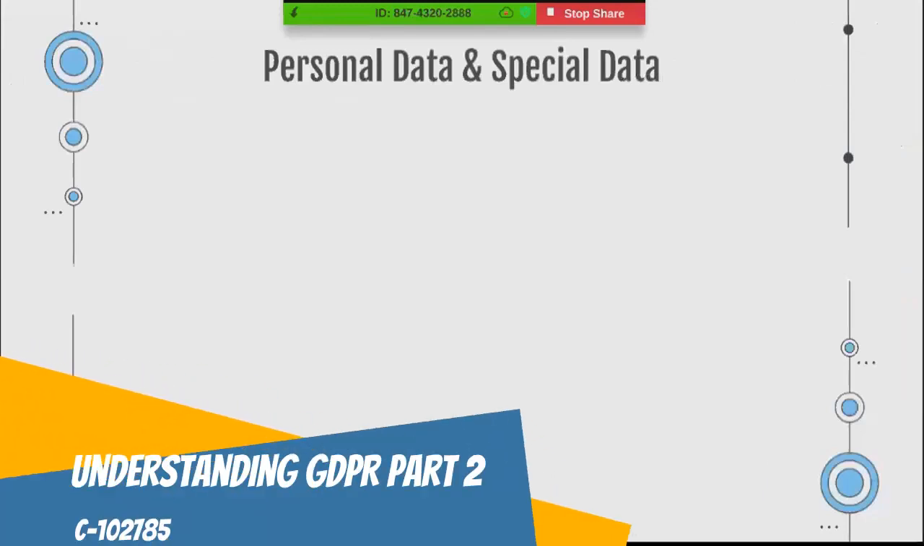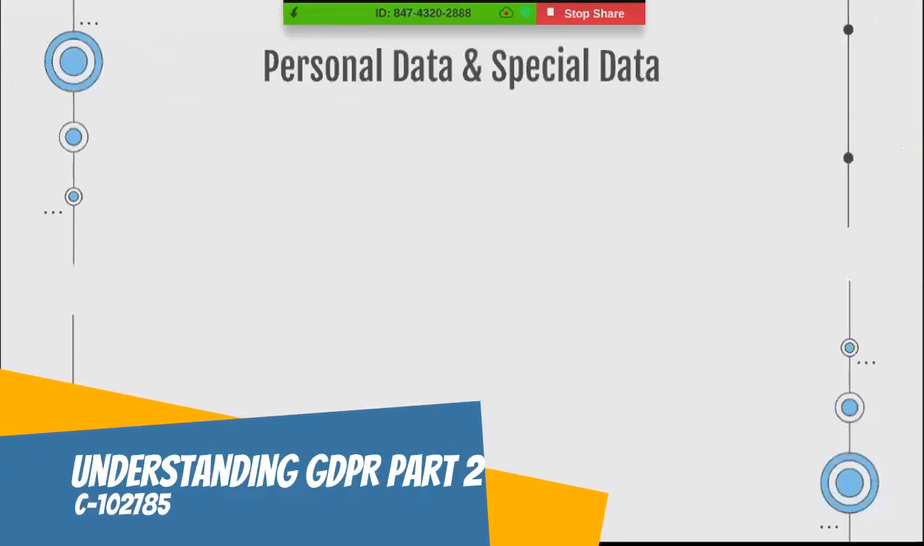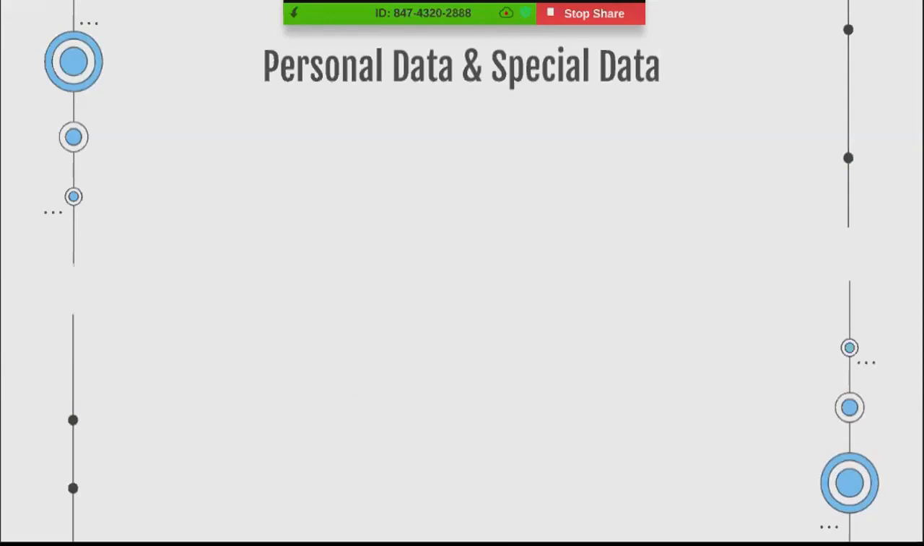Okay, so when it comes to data, we've got two clear distinctions. We've got personal data and we have special data. It's important to understand the difference between the two, because each has its own set of protocols, and each has its own set of ways in which we should approach data management.